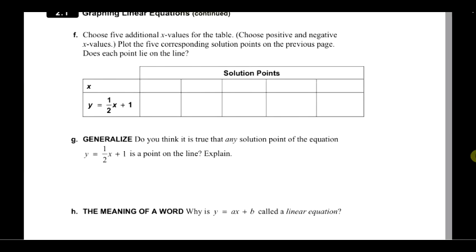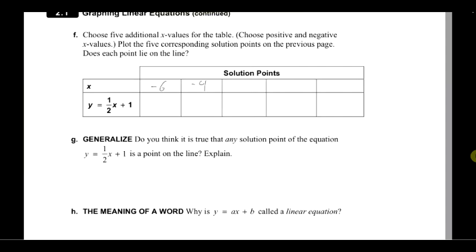If you're not sure on that last one, what we can do is choose five additional x values for this table, positive and negative, then plot the solution points and see what happens. I know a few numbers that are really easy to choose. -6 is easy because it's an even number, and an even number times half, or divided by 2, is easy to use.